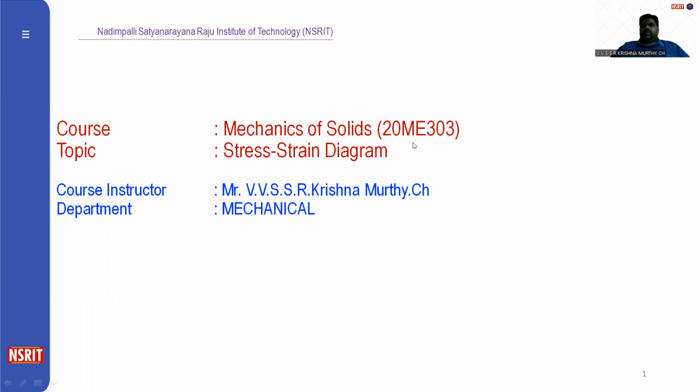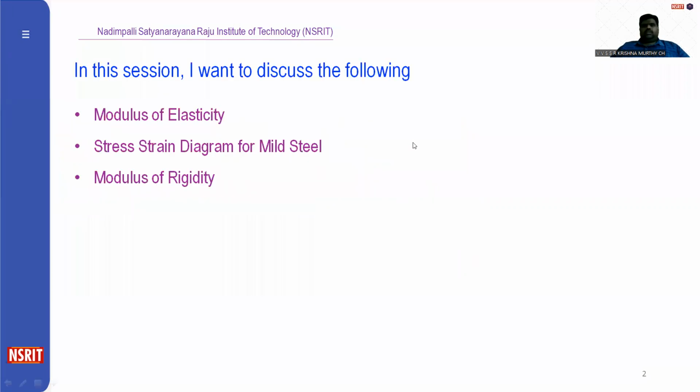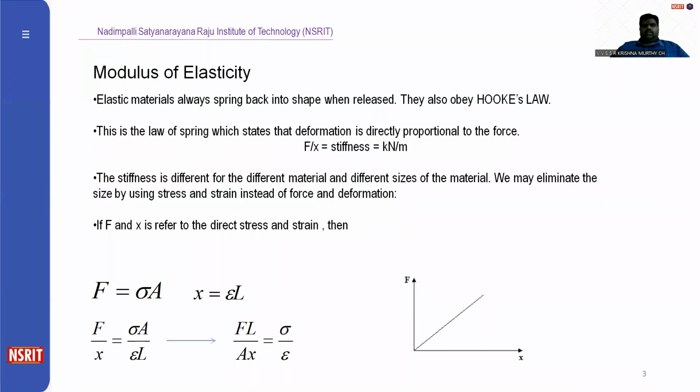Now we are going to the second topic of our first unit, stress and strain diagram. In this session, I would like to discuss what we mean by modulus of elasticity, the stress strain diagram for mild steel, and what we mean by modulus of rigidity. So first, modulus of elasticity.